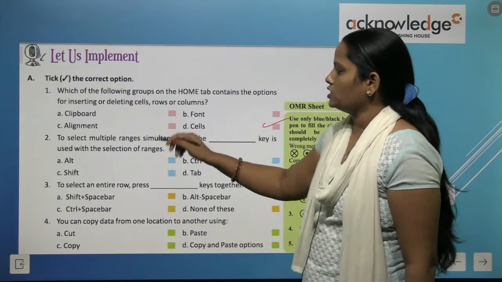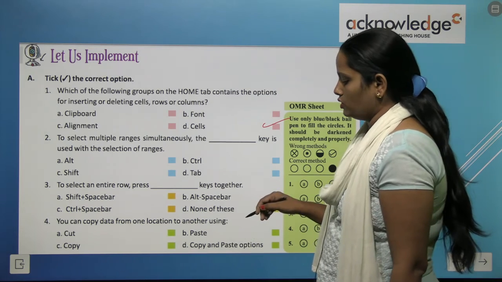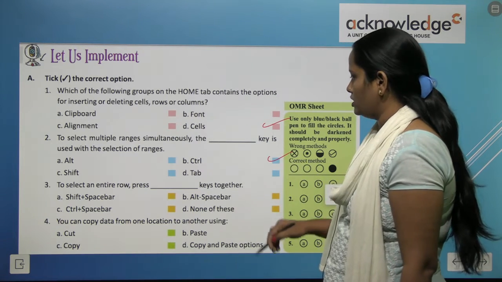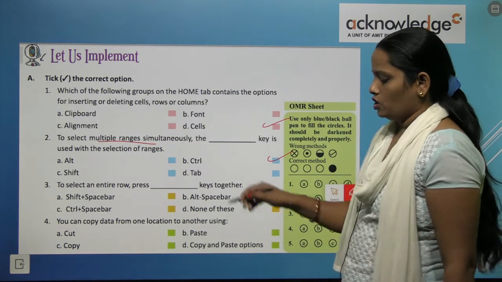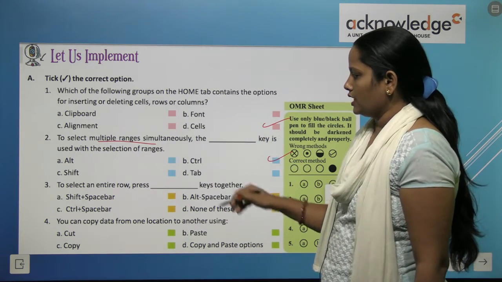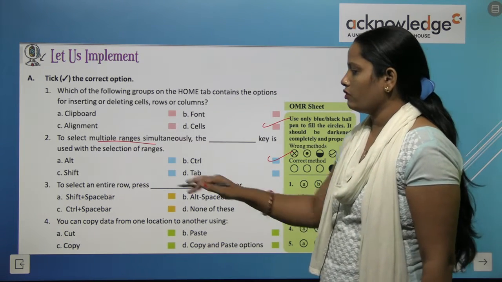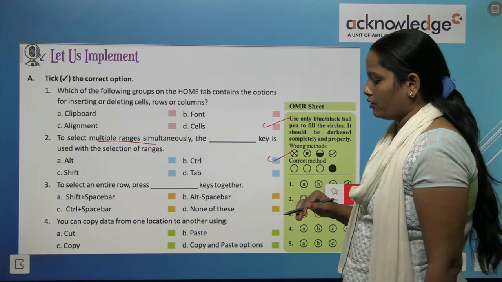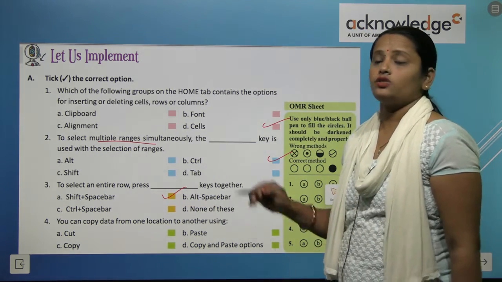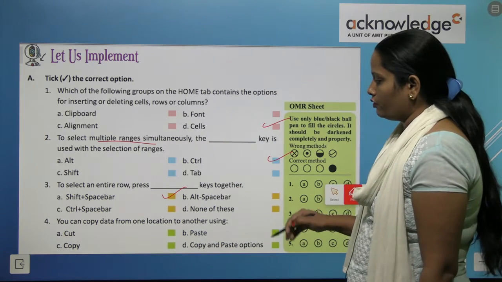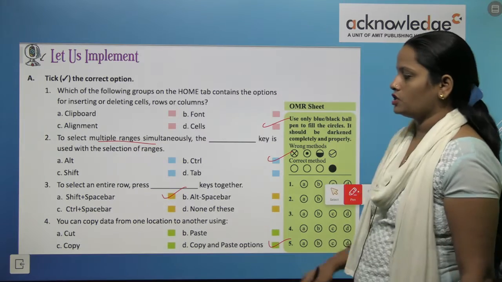The blank key is used to select multiple ranges simultaneously. So which key is used? So here we use B. The Control key is used to select multiple ranges simultaneously. To select an entire row, press the blank keys together. So if we want to select the entire row, what do we have to select? We have to select shift plus space bar key together. You can copy data from one location to another using the copy and paste option.